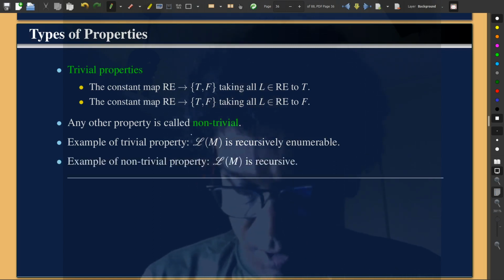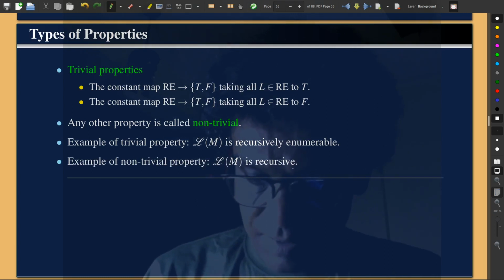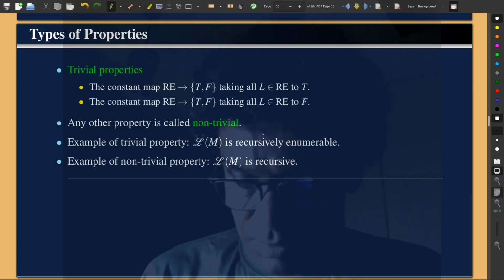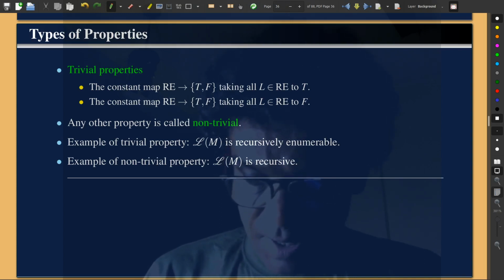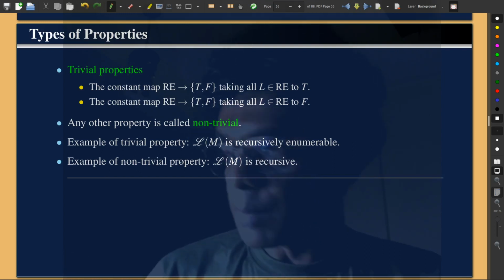And this is a non-trivial property: the language of M is recursive. Because we know that there are Turing machines whose languages are recursive, which are total Turing machines, and there are recursively enumerable languages which are not recursive. So if M is any such machine, the language of M is not in this set. Whereas if I take a total Turing machine, its language is recursive. So it's not universally true or universally false. So this is called a non-trivial property.